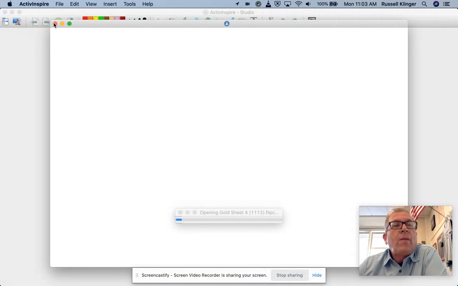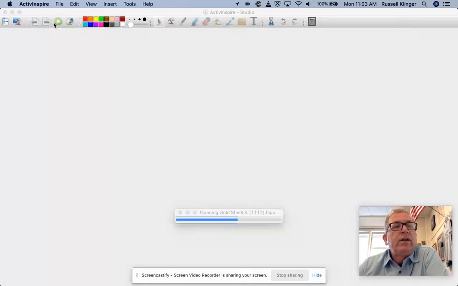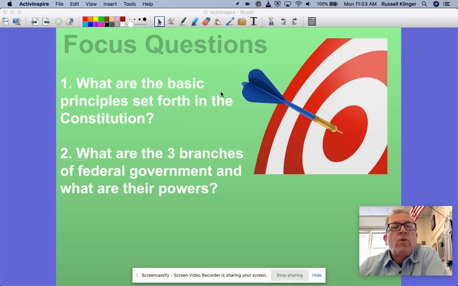There are a couple of things that you should be able to answer when we are finished with this. There's two focus questions really that I think you should be able to answer. Number one, what are the basic principles that are set forth in this document that we call the Constitution? Again, the Constitution was written with the intent to fix the problems of the Articles of Confederation. So when the Constitutional Convention delegates met, they met with the idea to come up with a new form or a new plan for government.